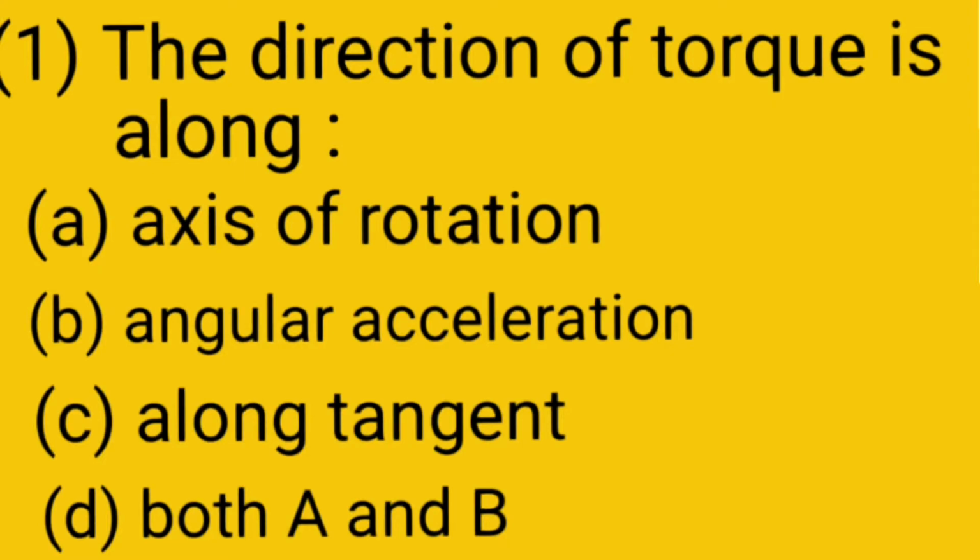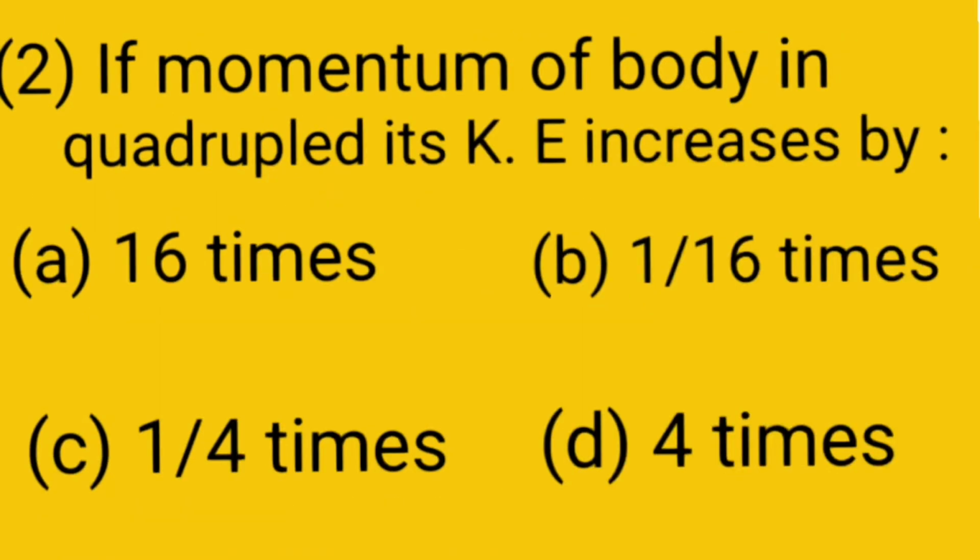This MCQ is from the torque topic which is mentioned in the topic. The first option is axis of rotation. The second option is angular acceleration. The third option along tangent. And the fourth option both A and B. Now here the right option is A, axis of rotation. You should always remember that the direction of torque is always along the axis of rotation through which the body rotates and produces torque. Now let's move towards the next MCQ.